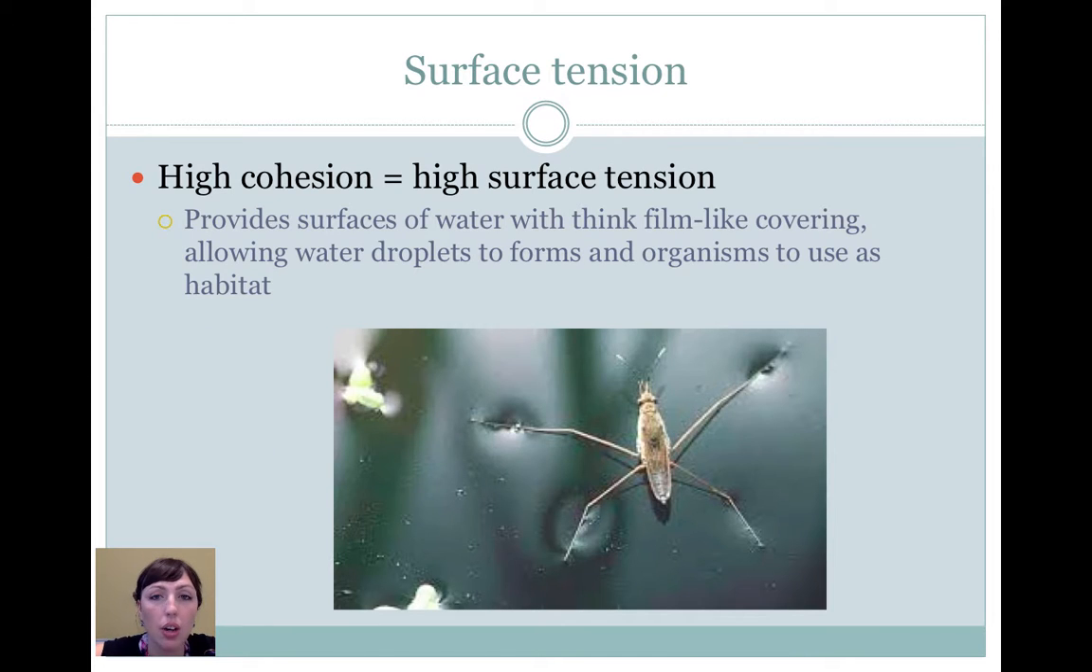So high cohesion equals high surface tension. This provides surfaces of water with a thin film-like covering, allowing water droplets to form and organisms to use it as a habitat.